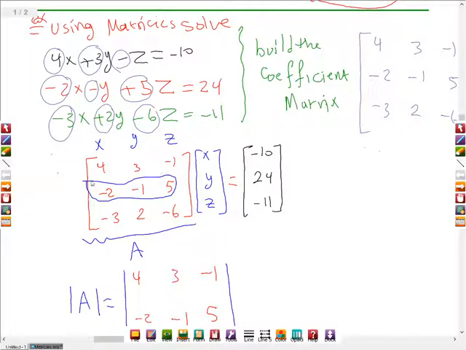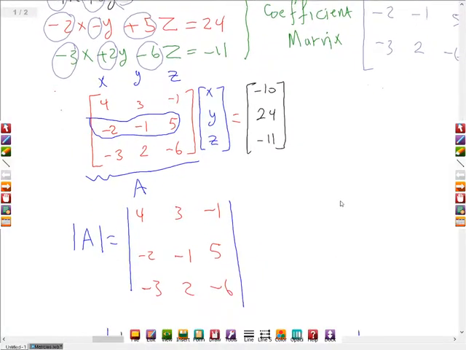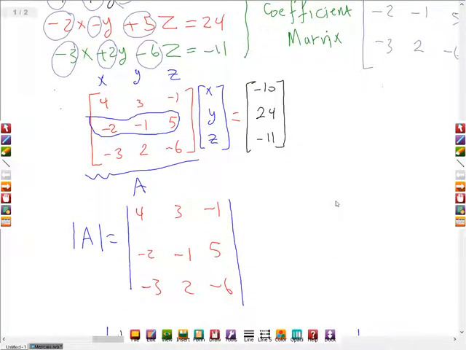3 by 3, 3 rows, 3 columns. What we have here? 3 by 1. 3 rows, 1 column. Okay. How we solve it? We're gonna go back to the concept of the determinant, the one we did.